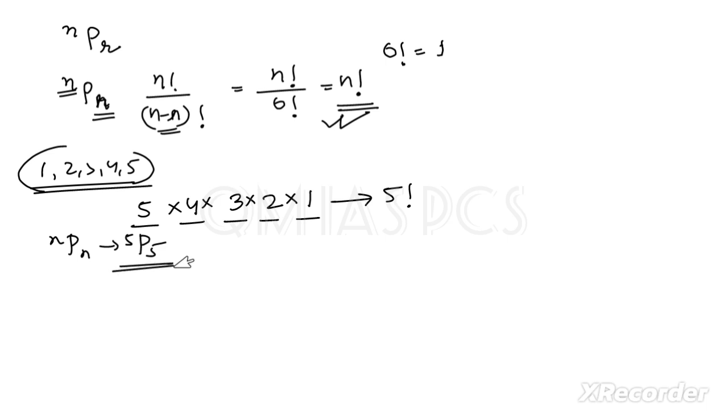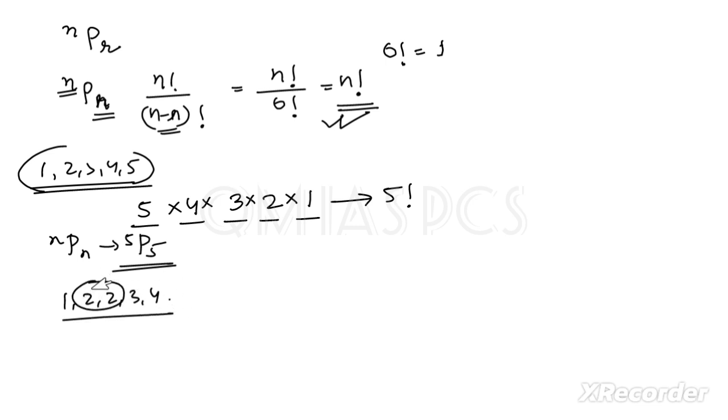Okay, so the second condition is: what if there are identical things? Right now there is nothing identical, but if I say 1, 2, 2, 3, 4, like this, then 2 is the identical number.